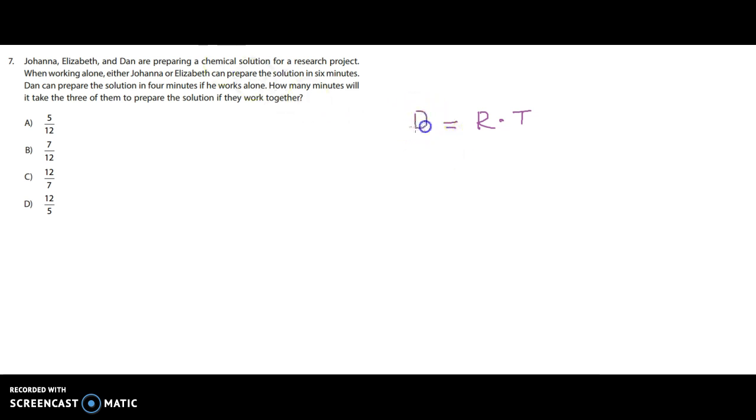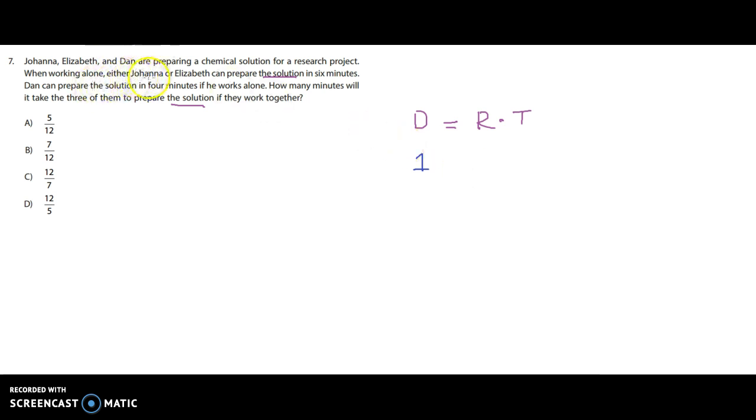So distance is equal to rate times time. Now, in this scenario, what we want to think of as the distance is really what was accomplished, right? Like how far did you go, how many tasks did you complete. Well, in this case, they're all trying to prepare a solution, in a period of time. So we could think about the task as really just one. It's one thing that we're trying to do. So our distance is 1, and we have different rates and times for each one.